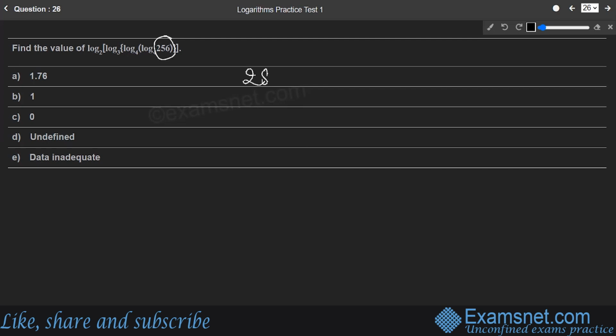See, 256 is nothing but 4 to the power 4. Why have we broken it down in the power of 4? We could have broken down 256 in the power of 2 as well, but the base of the expression at the very last is 4. So that's why we have broken down 256 in the power of 4, so that when the base and number become the same, we'll make them 1 using a property.